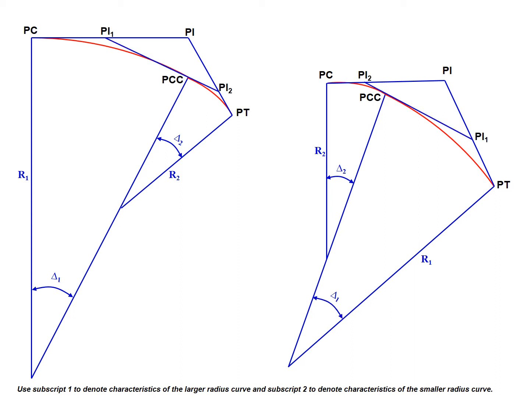We can add our individual PI points for each of the curves. We have the overall point of intersection, the PI, for our compound curve system. Then we have the points of intersection for each of the individual simple curves, PI1 and PI2. And similarly, the angles delta 1 and delta 2 are here as well.